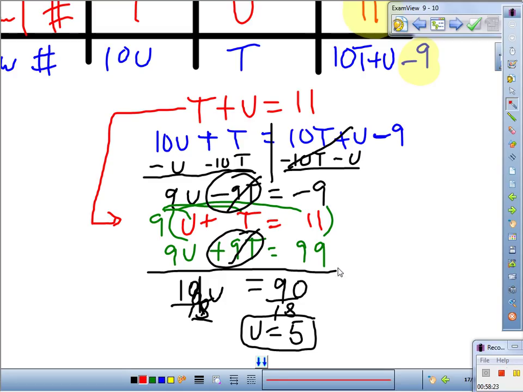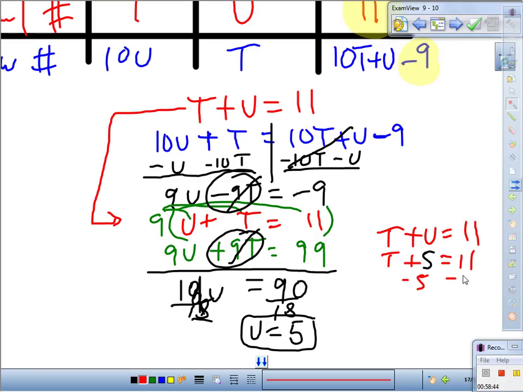Yeah, but you need to show the work, right? Once again, if you don't show work, you're not going to get credit, people. I'm showing you the process. Here we go. So we use t plus u equals 11. U is 5. T plus 5 equals 11. Minus 5 minus 5. T equals 6.